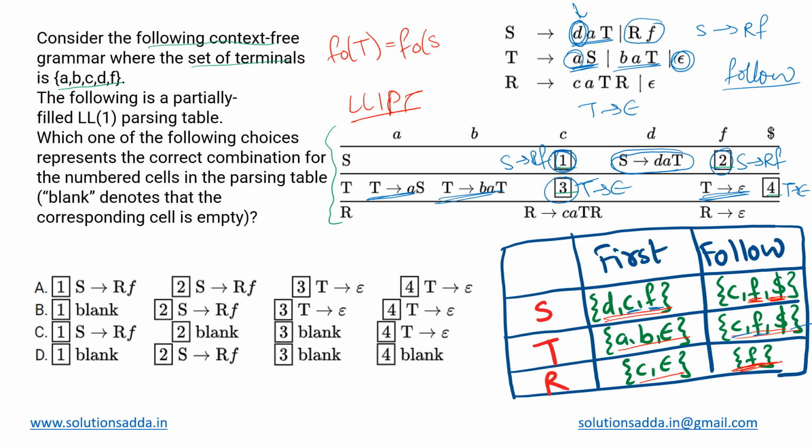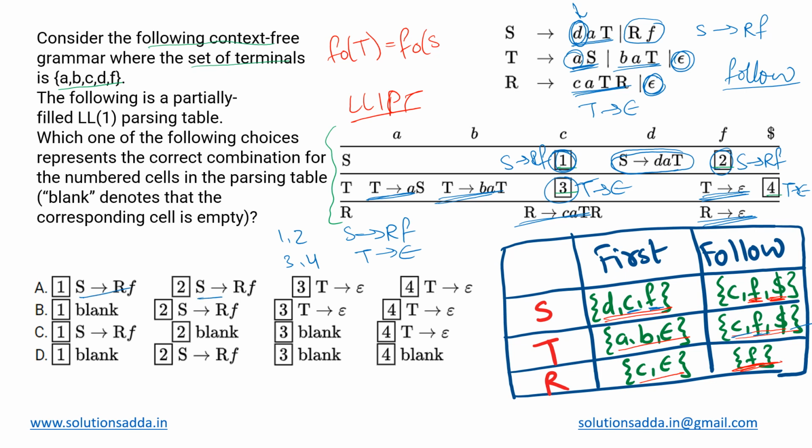Let us also check for R. This production R derives CATR will be placed under C. It's already given. And the next one, R derives epsilon, will be placed in the follow of R, that is F. So under F, this R derives epsilon will be placed. It's already been given. So we have found the entries corresponding to all these 1, 2, 3 and 4. For 1 and 2, we have got S derives RF, while for 3 and 4 we have got the same entry, T derives epsilon. So let us see which of these options matches.